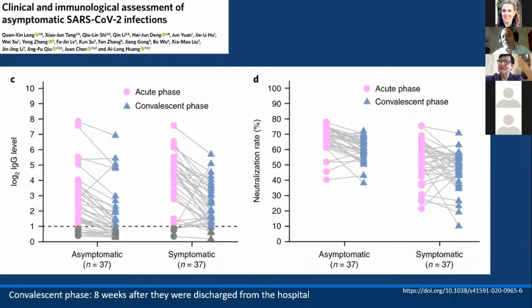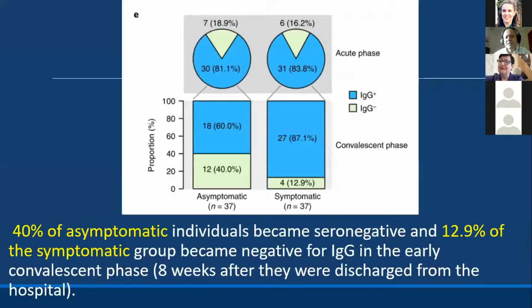In our hands, for mild cases, we found most of them actually lose their antibodies, and that starts 4 to 5 days post starting of symptoms. And in the same paper, they looked at asymptomatic versus symptomatic. Asymptomatics, almost 40% of them lose the antibodies within 8 weeks completely. They become negative. Compared to symptomatics, only 12 or 13% of them lose the antibodies within 8 weeks.